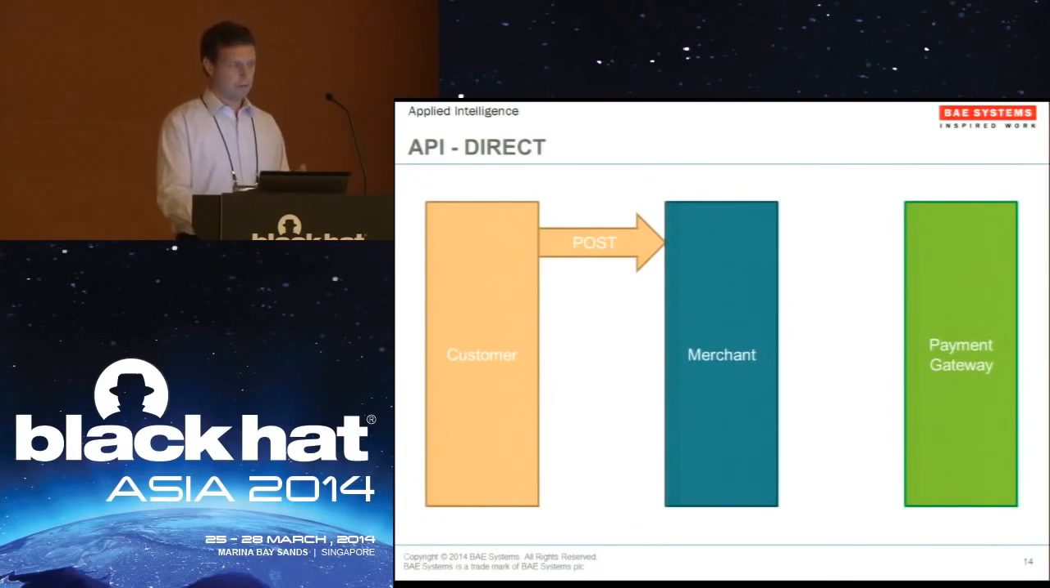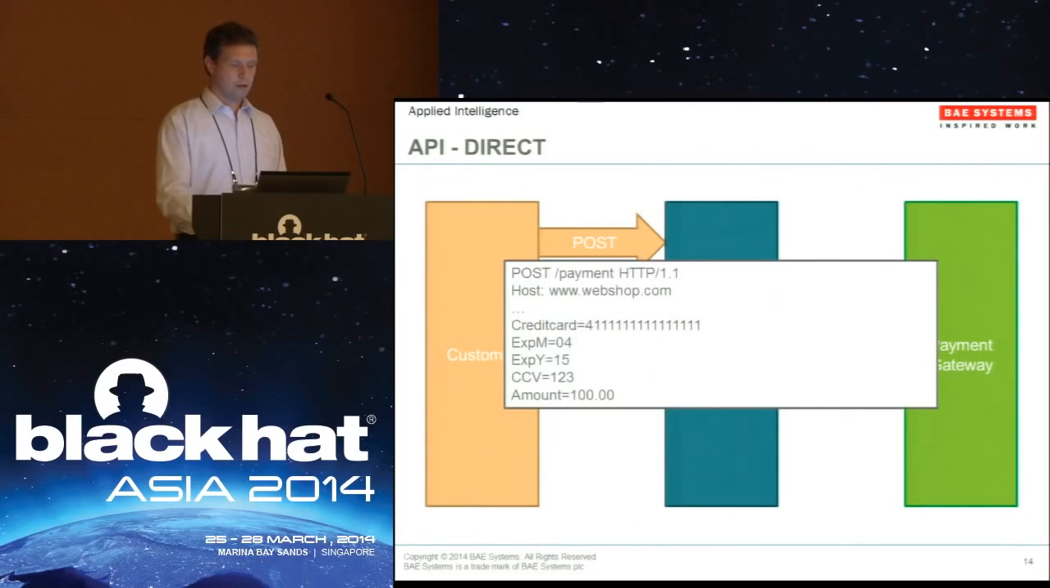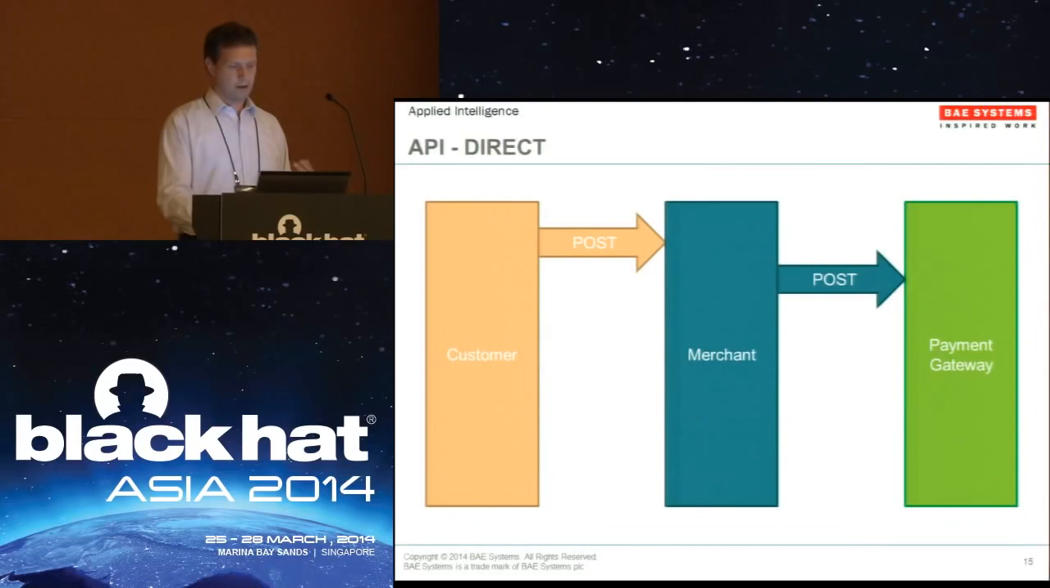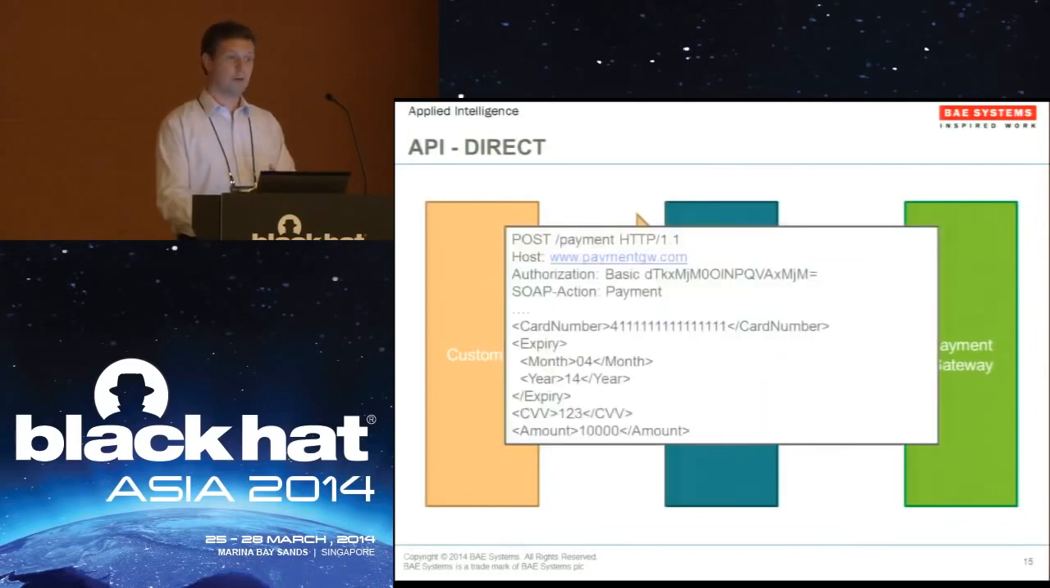So we'll start with being on the checkout page. You'll do a post directly to the merchant website saying, here's my credit card numbers, the amount that I want to pay for the goods that I'm buying. Then when the merchant receives it, they go ahead, they make a SOAP request to the payment gateway. In this case, authentication is enabled, and so you wouldn't be able to impersonate, say, the merchant, because you would have to know the username and password.